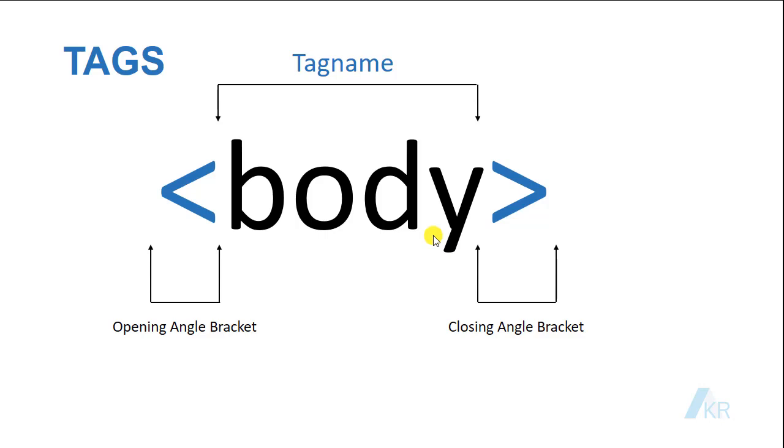HTML tag. This is how it looks like. The structure of an HTML tag. You can get the idea. This is the name of the tag. It's a body tag which is surrounded with an angle bracket from both sides. This is an opening angle bracket, this is a closing angle bracket, and together they create an HTML tag. That's it. Let's move on to the next slide.